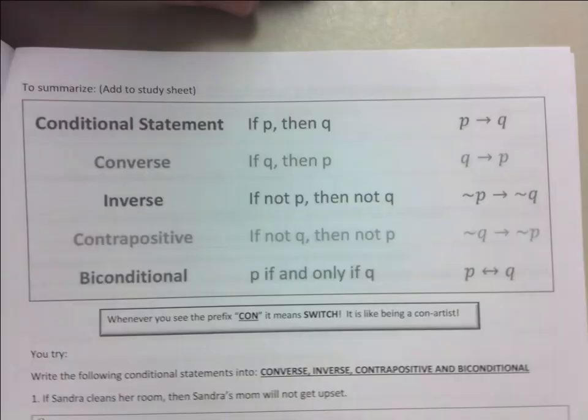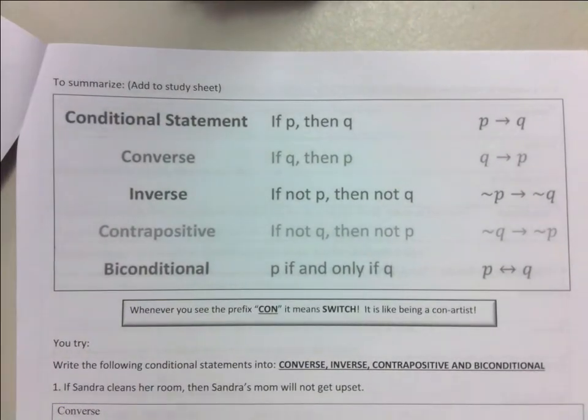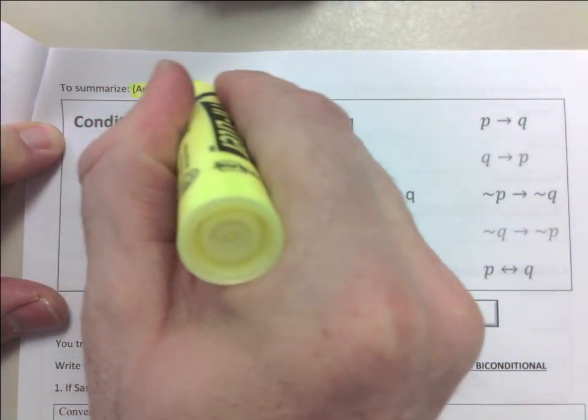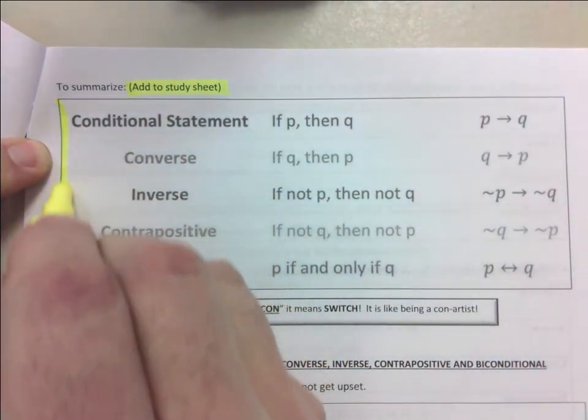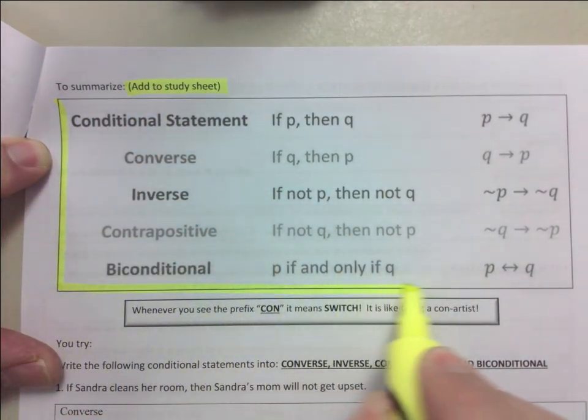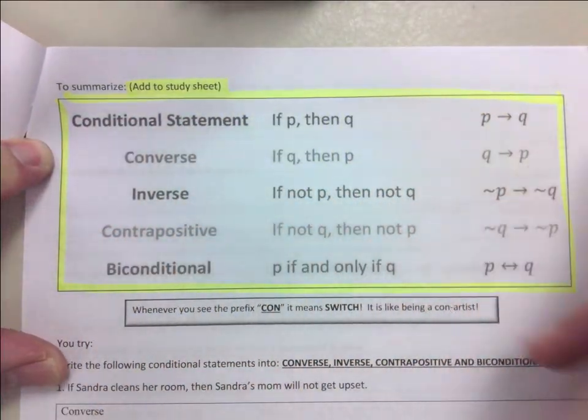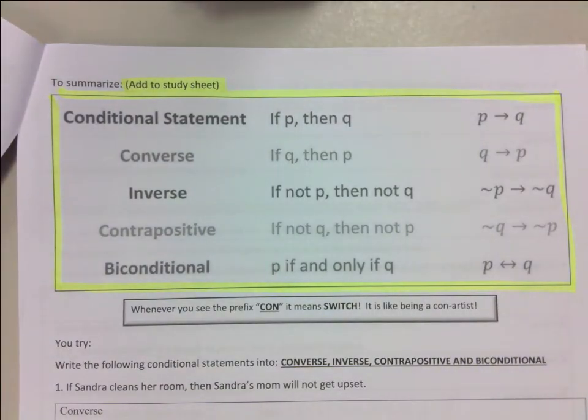Okay, so here's your summary. This is summarizing everything. I would like you to, at some point, add this to your study sheet. So I'm going to highlight the whole thing. Some students are extremely resourceful, and they actually somehow manage to squeeze in an example of each. I don't know how they do it, but they are able to do it. I'll show you some study sheets towards the end.